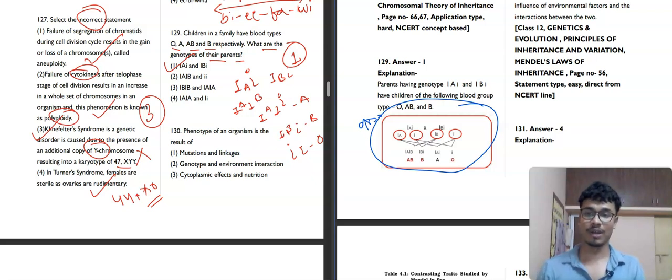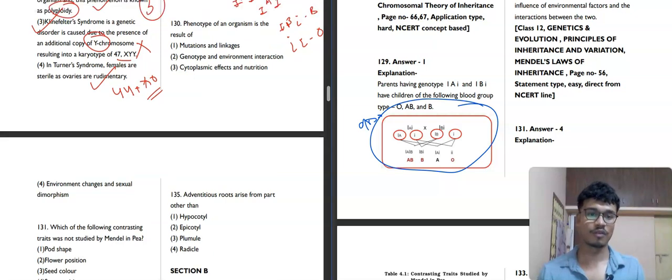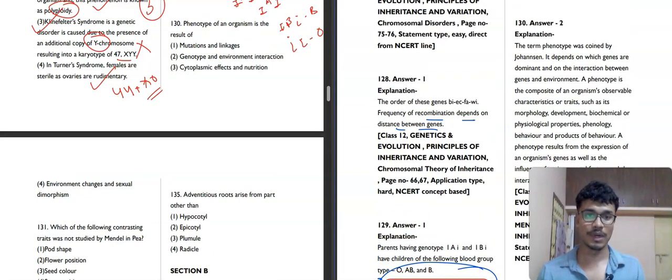The phenotype can only be either A or B. There will be no O and AB. AB phenotype is not happening here. I mean, in IB, IA, it's only AB type of phenotype. And IA and i, so it is also A. So O can happen with the first option only. So the first option is our correct answer. Now we'll move towards the next question, question number 130.